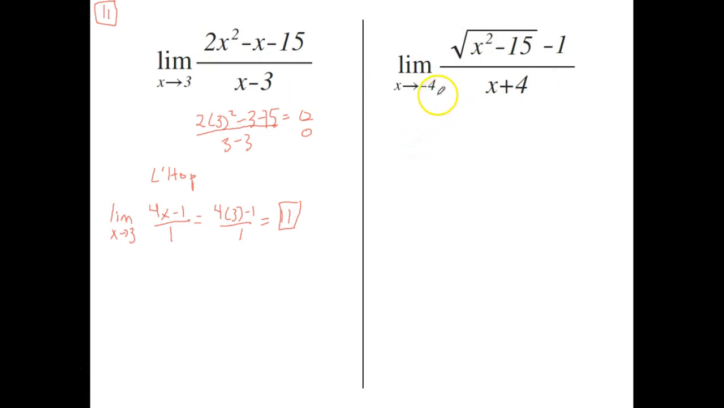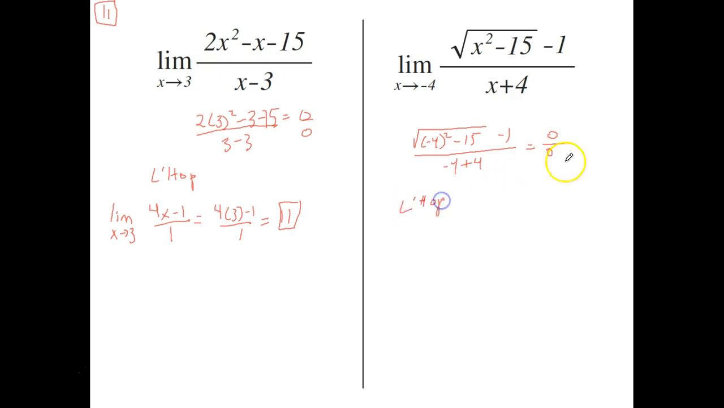First thing is check to see it. So plug in -4. And this is always the first step. Plug in the number, see if it gives you an answer. So we're going to have the square root of (-4) squared minus 15, minus 1, all over -4 plus 4. Okay, well the bottom is 0. That one's easy. The top is going to be 16 minus 15, which is 1. So square root of 1 is 1, minus 1 is 0. Okay, since I got 0 over 0, I can use L'Hopital.